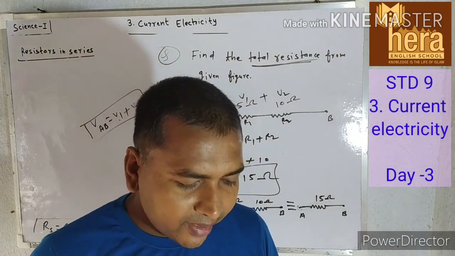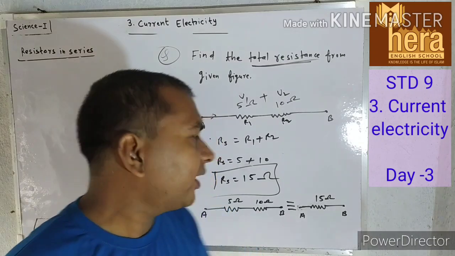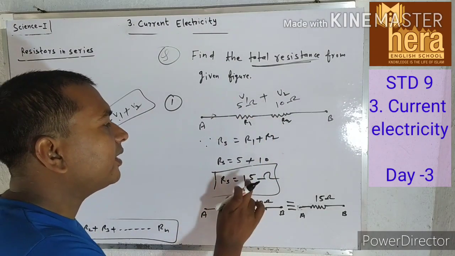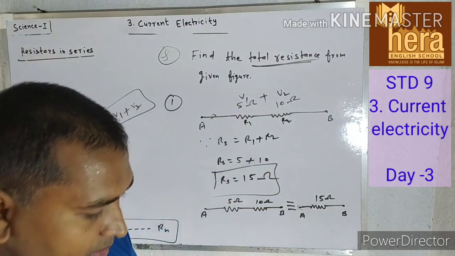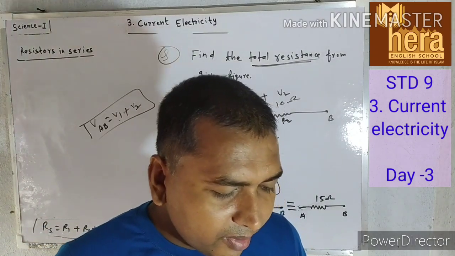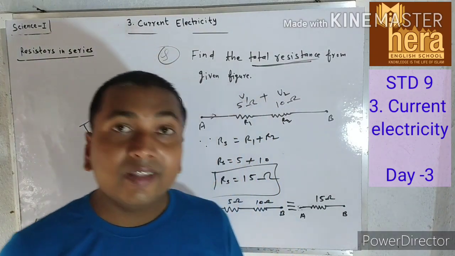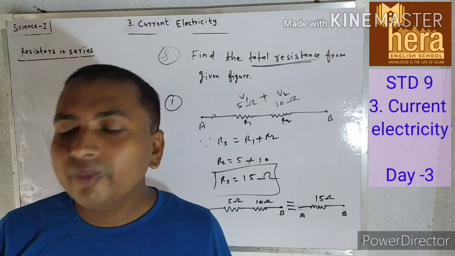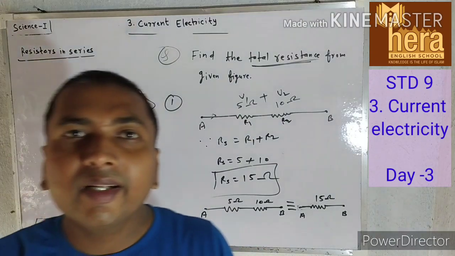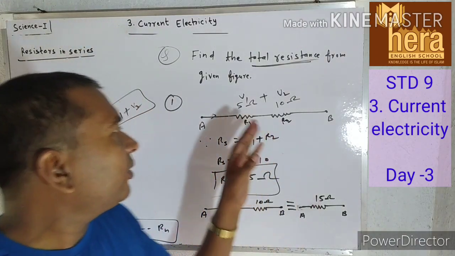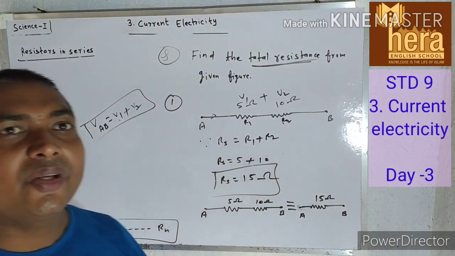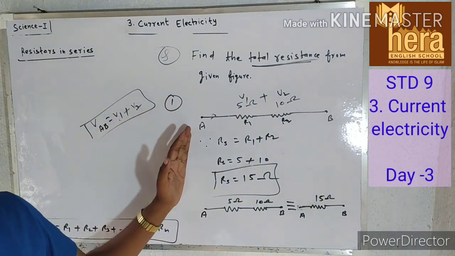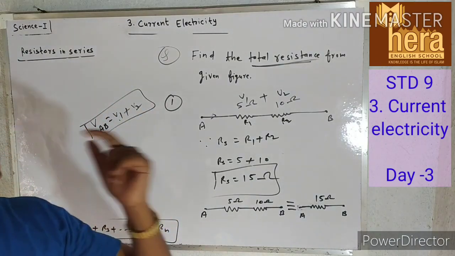Fourth point. The effective resistance is larger than each of the individual resistances. I have already explained to you. That is, this is greater than 5 ohm as well as 10 ohm. Last one. This arrangement is used to increase the resistance in the circuit. If you want to increase the total resistance in the circuit, how will you connect the resistors? You have to connect them in series. These 5 points are important. Questions may come in the paper.